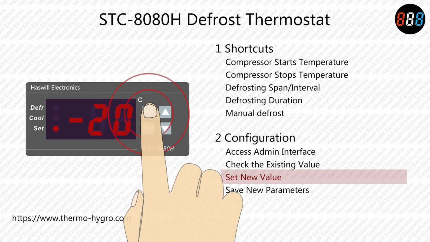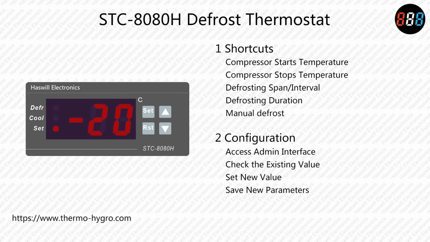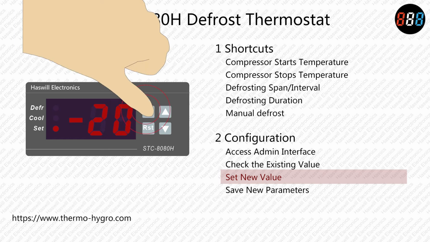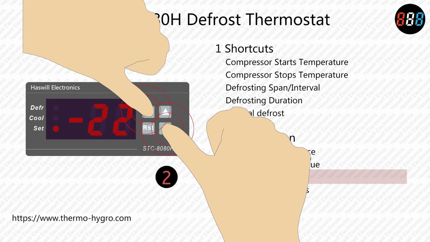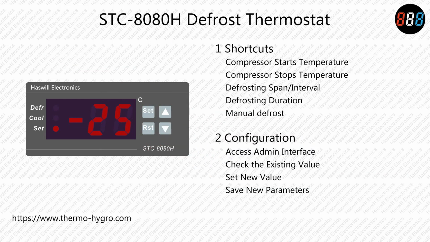And check the F2 existing value just like step 2. Let's change the F2 from -20 to -25 degrees. Hold the set key, don't release it. Meanwhile, press the down key to change the value. Repeat the above operations to change other parameters, F3 to F8.